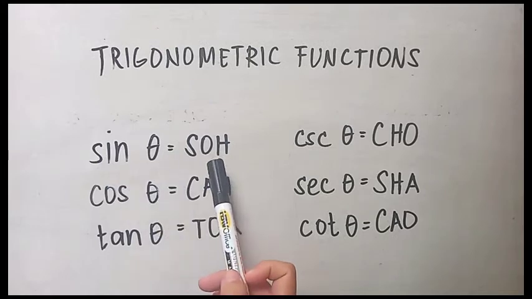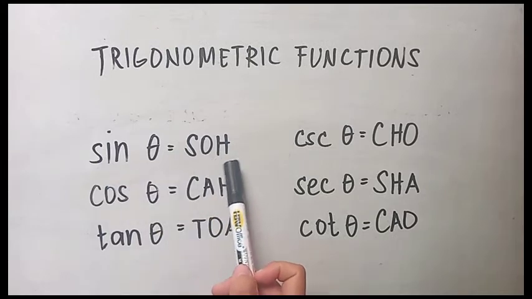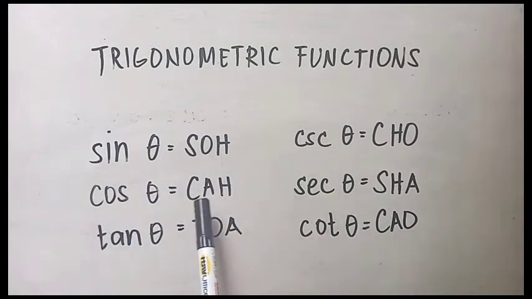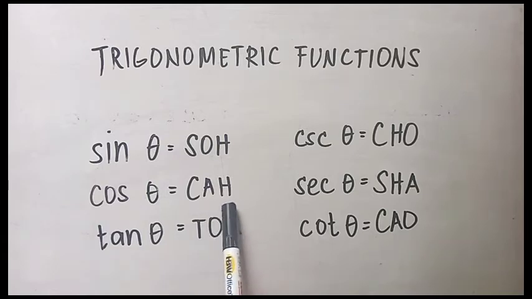Sine theta is equal to the opposite side over hypotenuse. Cosine theta is equal to the adjacent side over hypotenuse. And tan theta or tangent theta is equal to the opposite side over adjacent.